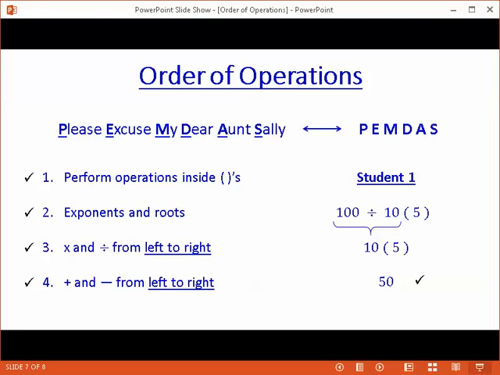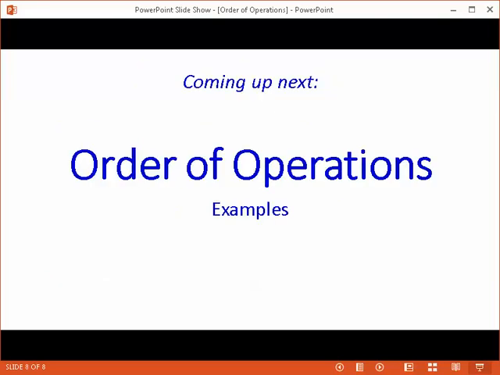So anyway, I hope that helps you understand the order of the operations that we need to perform. In the next video, we're going to take a look at examples of the order of operations.